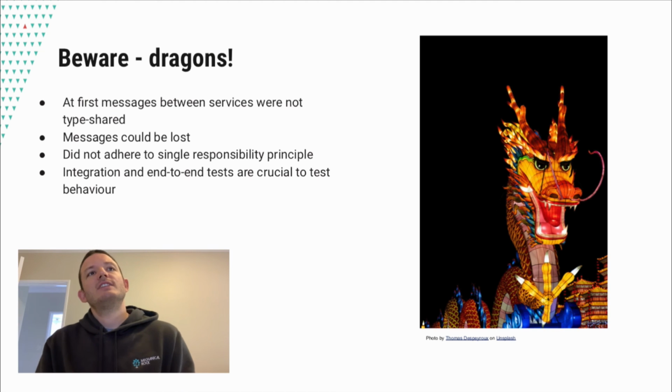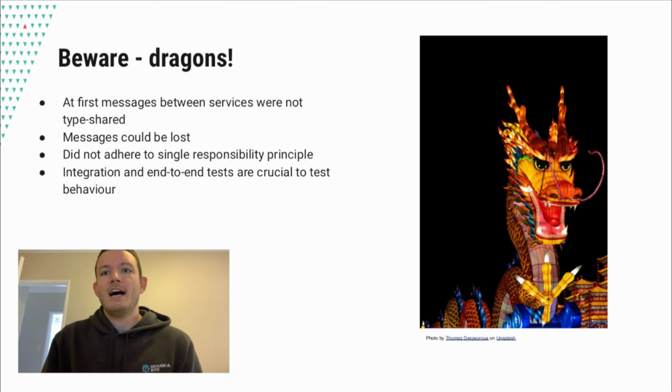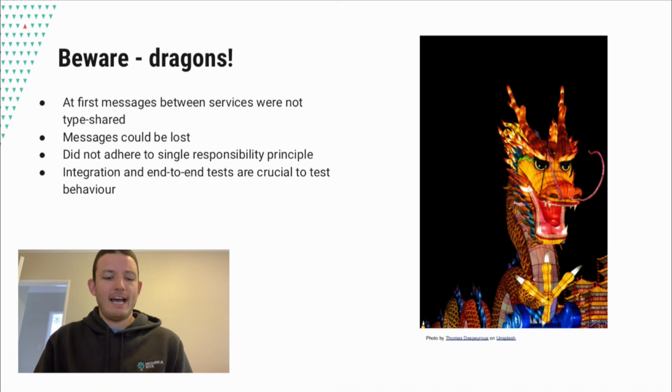We also didn't adhere to the single responsibility principle to begin with. We found that our Lambdas were doing a lot of things. What we should have been doing, and what we changed to further down the track, was giving each Lambda one thing to do and one thing to do properly. Changing that meant that it was a lot easier to debug. When something broke, we were able to find where the problem was and how to fix it.